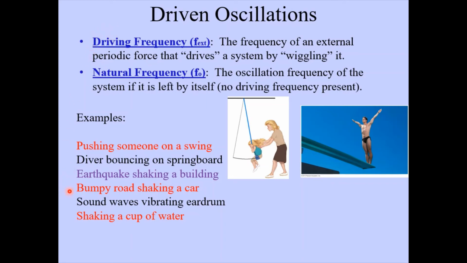When you drive your car over a bumpy road, the bumps in the road are causing your car to shake or vibrate. And that is a vibrating frequency caused by the road and, of course, the speed that you're driving by. Sound waves hit your eardrum. When you listen to music, different sound waves have different frequencies. And those different sound wave frequencies are making your eardrum vibrate at that particular frequency.